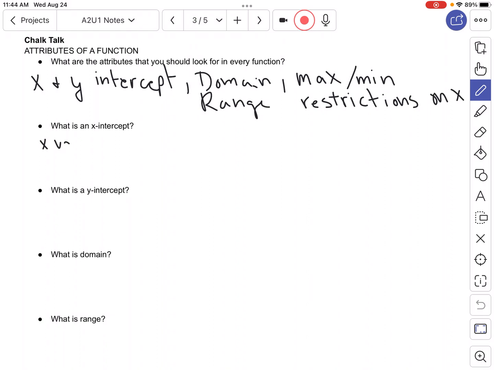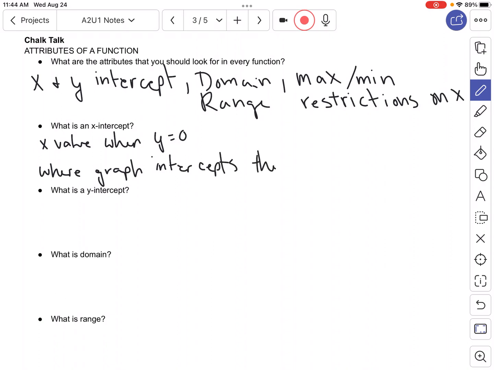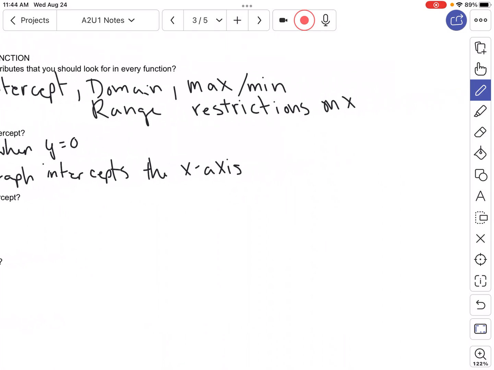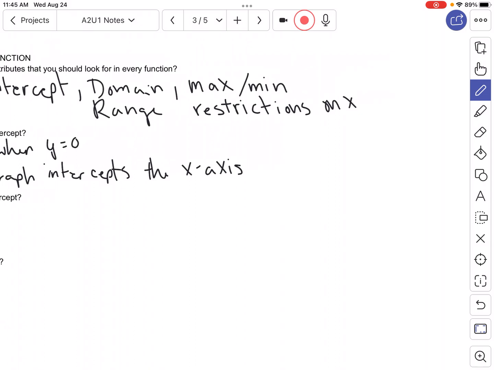It's the x value when y equals 0. It's where the graph intercepts the x-axis. If you have a linear function in standard form, like ax plus by equals c, normally you're going to see numbers there, so like 3x plus 2y equals 7, something like that. Your x-intercept is going to equal c over a.